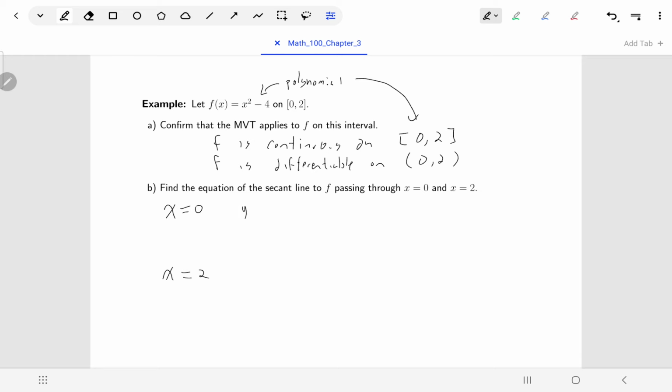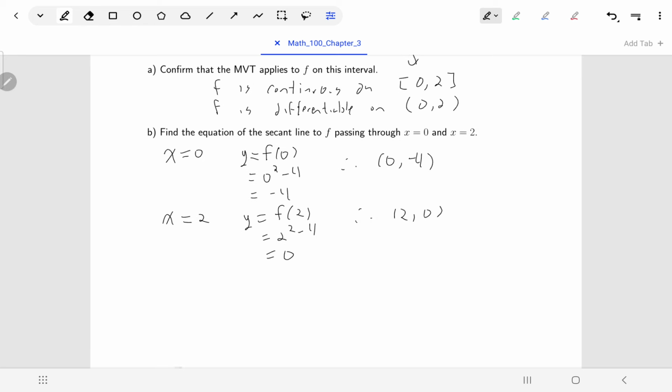For the y value when x is 0, that's f of 0, or negative 4. So the first point on our secant line is (0, -4). And for the second point, if x is 2, the y value is f of 2, and that turns out to be 0. So the point (2, 0) is on our secant line.